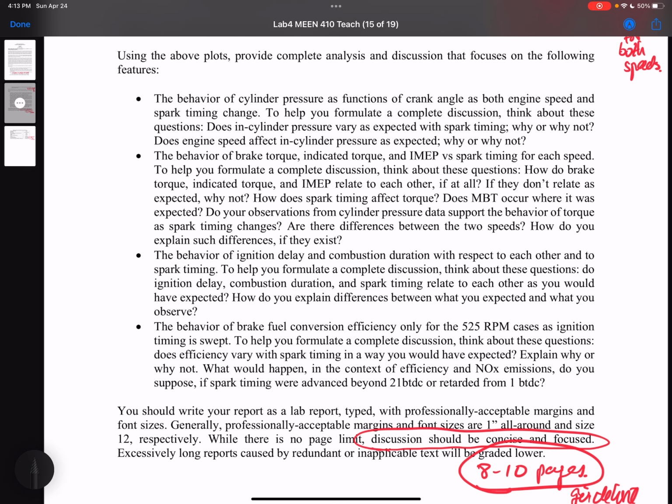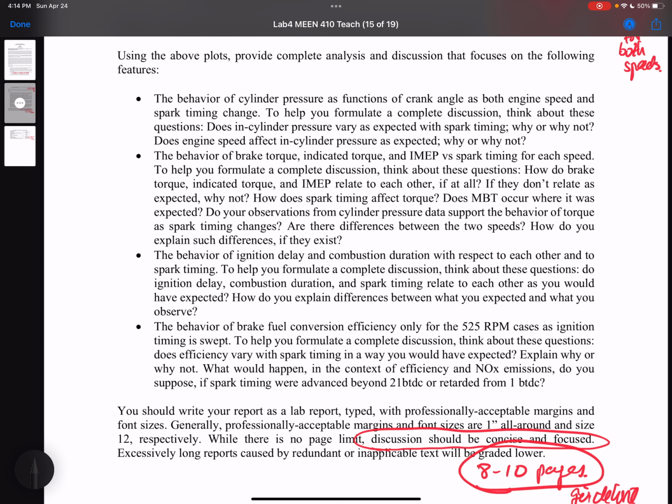You then want to shift your attention to analyzing brake torque, indicated torque, and IMEP as functions of spark timing for each speed. And again, when you formulate your discussion, you want to think about these questions. How do brake torque, indicated torque, and IMEP relate to each other, if at all? In other words, does brake torque change as you would expect based on how indicated torque is changing? Does IMEP change based on how you would expect it to, based on how indicated torque is changing?